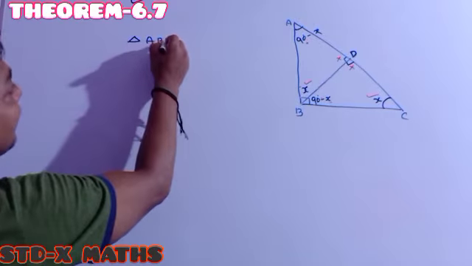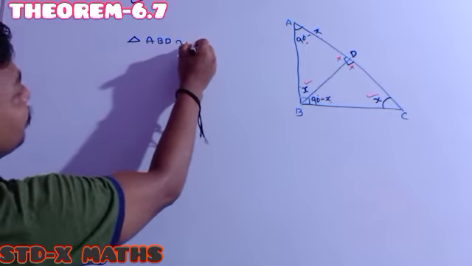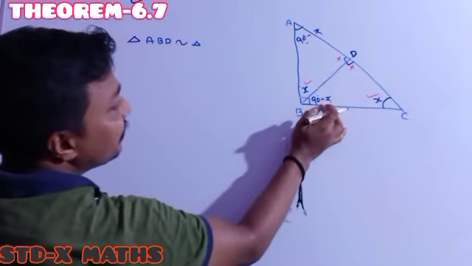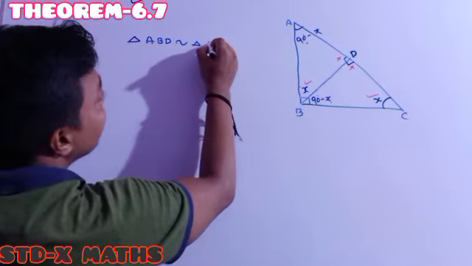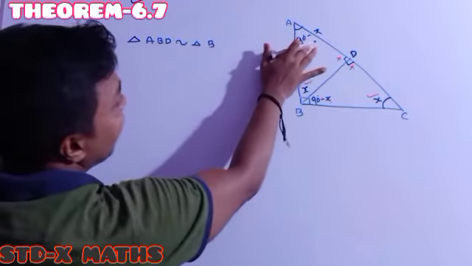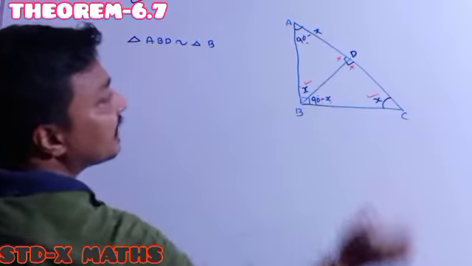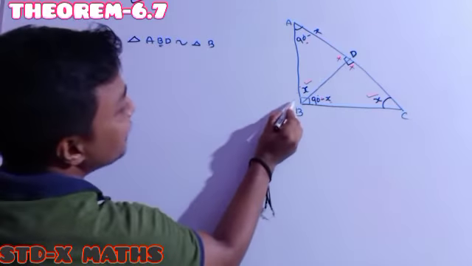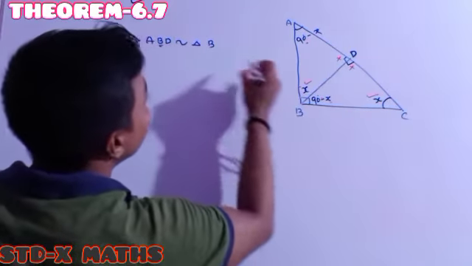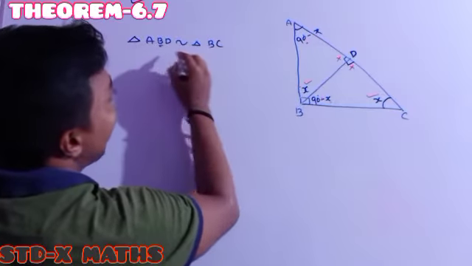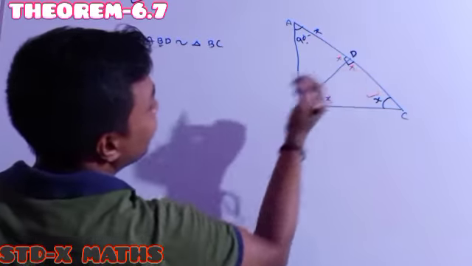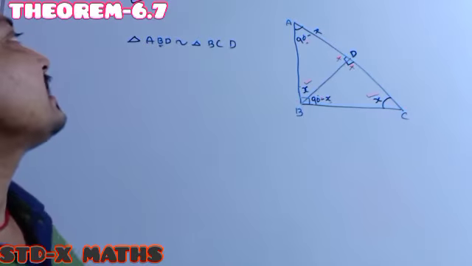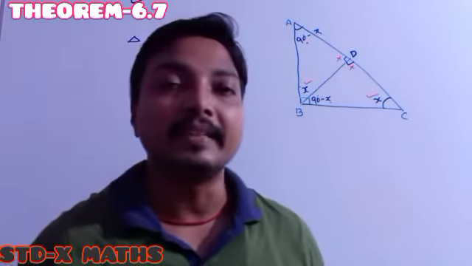Triangle ABD is similar to, ABD means this triangle, A is matching with B on the right side, because the A angle is this much, and here the B angle is also that much. The second one is B, so B will match with C, and D is matching with the D of this triangle. So triangle ABD is matching with triangle BCD.